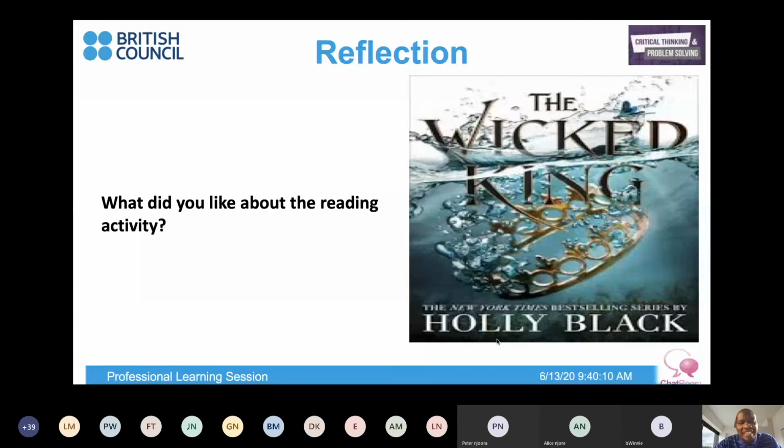what did you like about the reading activity? Can we type it in the chat? What did you like about the reading activity? Type it in the chat. The lesson is about to end. I can see there is a teacher who wants to come in. What did you like about the reading activity? Let's share in the chat. What did you like about the reading activity?